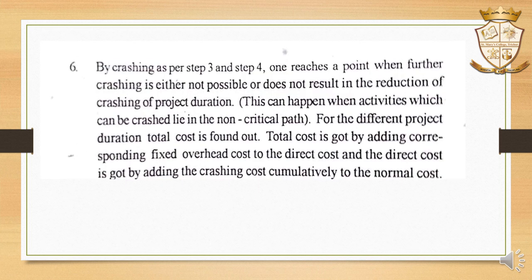Then, the last step: by crashing as per steps 3 and 4, one reaches a point when further crashing is either not possible or does not result in the reduction of the project duration. At this time, the total cost is got by adding the corresponding fixed overhead cost to the direct cost, and the direct cost is got by adding the crashing cost cumulatively to the normal cost of the activities.